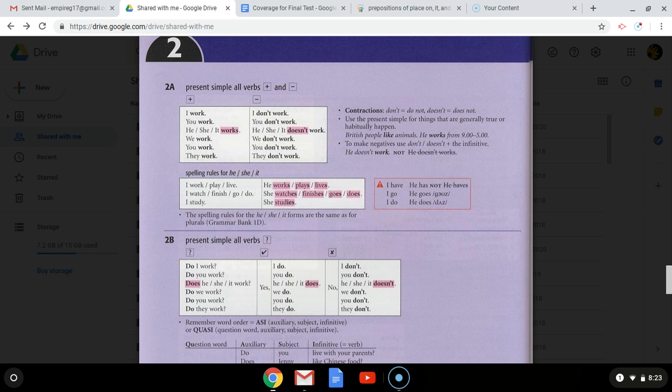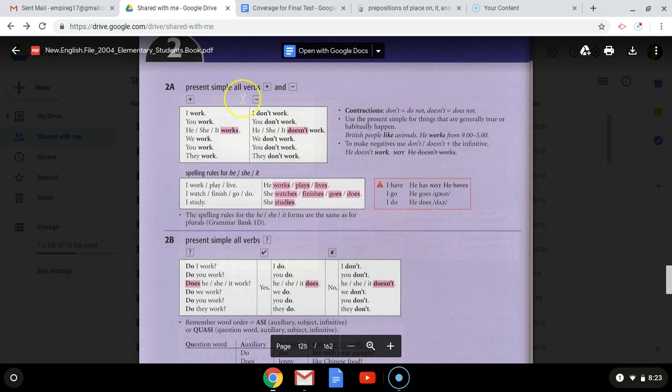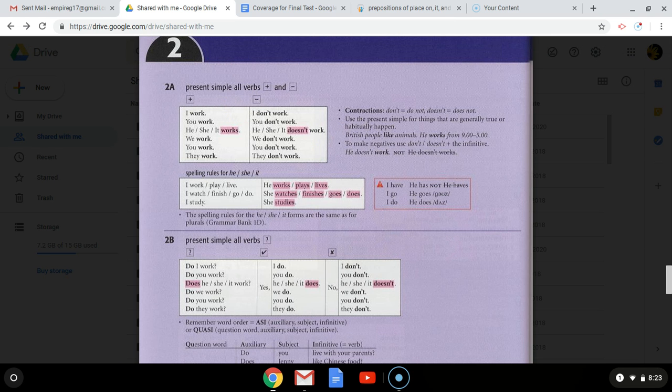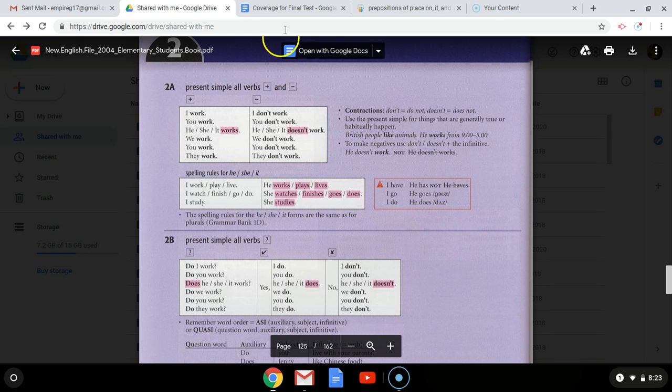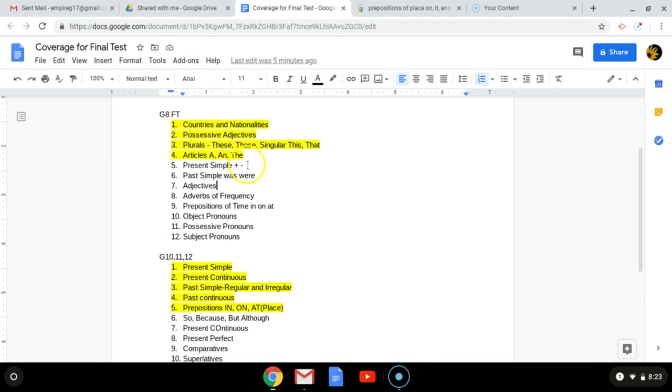Okay? So when we say base form of verbs, for example, eat, eats. Okay? Walk, walks. Sing, sings. Those are base form of verbs. Okay? So those are some of the examples. So please make sure that you review this part, present simple for all verbs. Okay? And then the second part that we are going to review, let me just mark this as done.